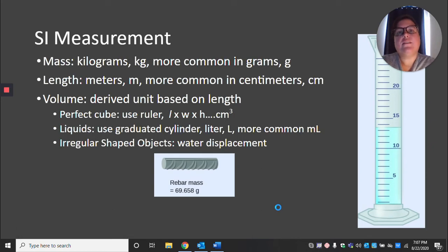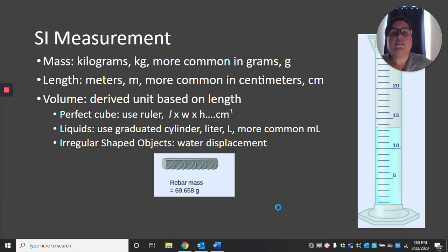In this video, we're going to review the metric system, or the SI measurements. So mass is measured in kilograms. That's the SI unit. Remember, SI stands for System International, or the International System of Measurements. So as a scientific community, when we talk about mass, we tend to talk about it in kilograms because everybody else in the world is also discussing it in kilograms.